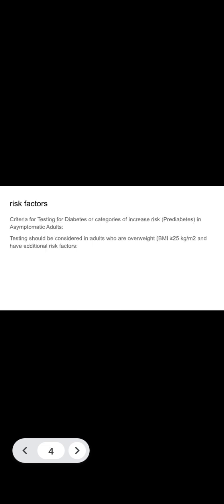The risk factors. Okay, what makes someone more susceptible to having diabetes, or to have diabetes from the start? Criteria for testing for diabetes or categories of increased risk: the pre-diabetes in asymptomatic adult. When we have someone with the classic symptoms, we straightforwardly go and test him for diabetes. But when he is asymptomatic, when do we screen for diabetes? Testing should be considered in adults who are overweight, with a BMI more than or equal to 25 kg per meter square, and who have an additional risk factor.